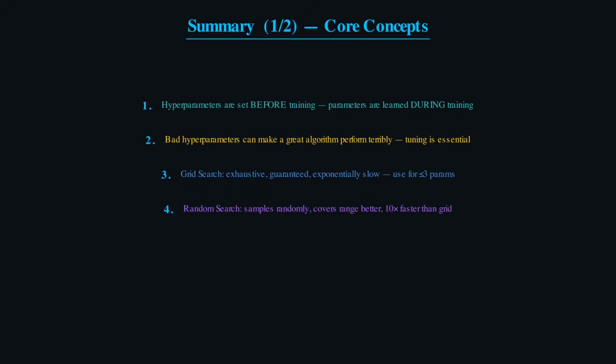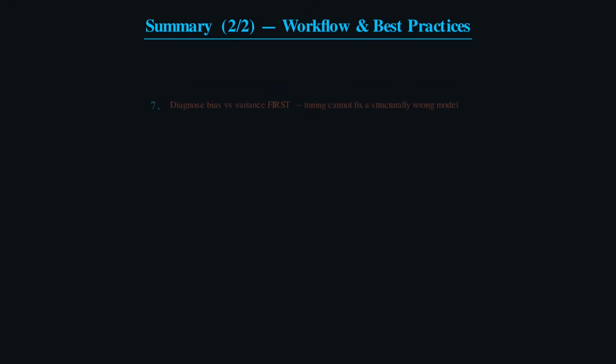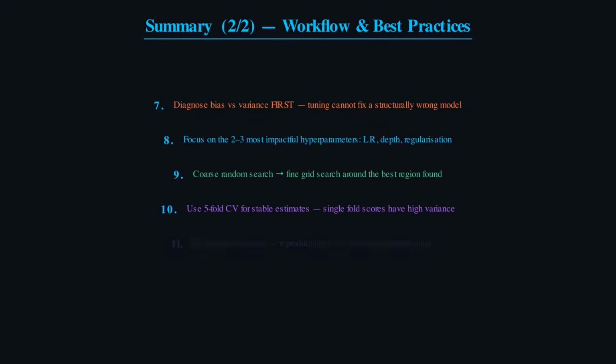The practical workflow that works consistently is this. Start with default hyperparameters and record a baseline. Diagnose whether you have a bias or variance problem before tuning. No amount of hyperparameter adjustment can fix a structurally wrong model. Identify the 2 or 3 parameters that matter most. For most models, that is learning rate, tree depth, and regularization strength.